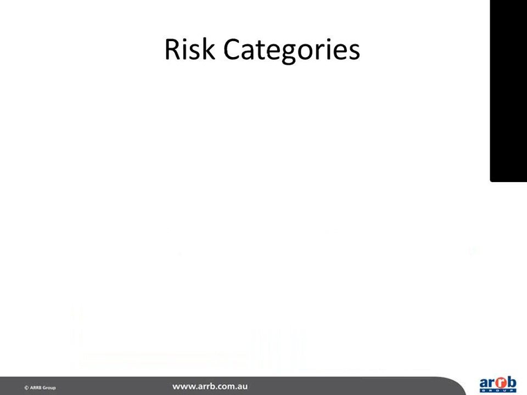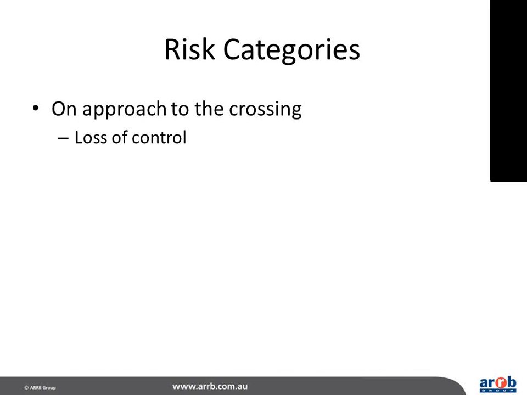What are the various risk categories that you have to look at for railway crossings? On approach to a crossing, you might have loss of control incidents. As I mentioned earlier, the approach could be straight or it could be curved. At night, a driver may not appreciate the alignment of the road and may negotiate it at an inappropriate speed. So lighting will help illuminate the road layout and give drivers a chance to appreciate it.